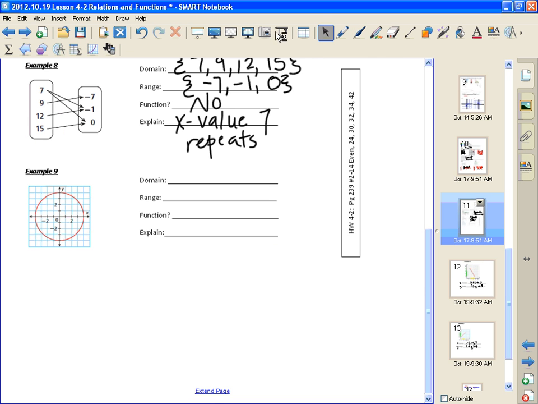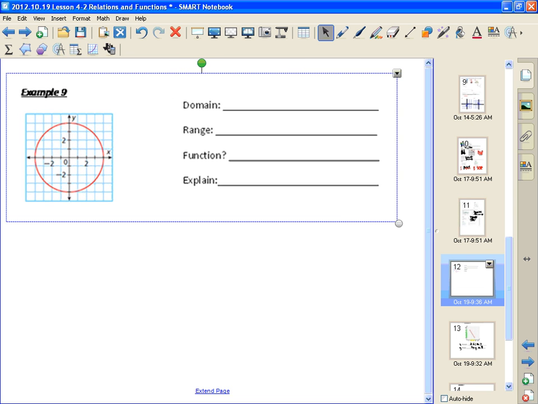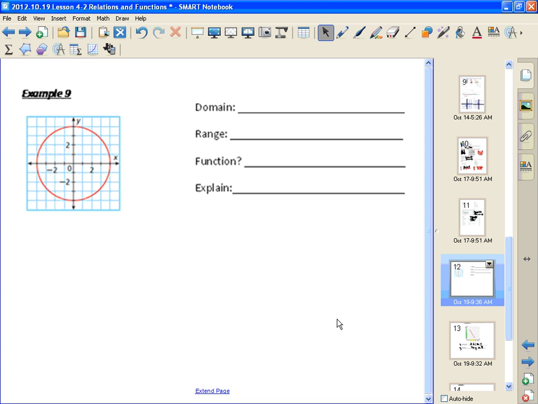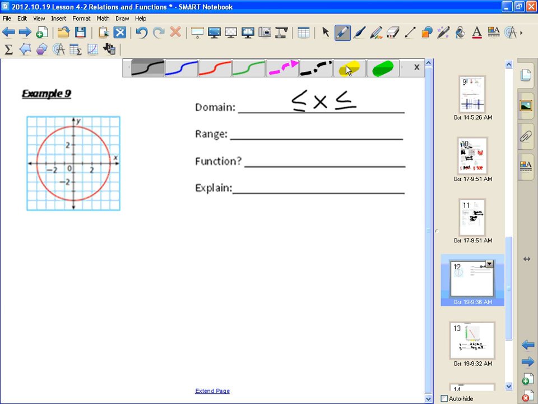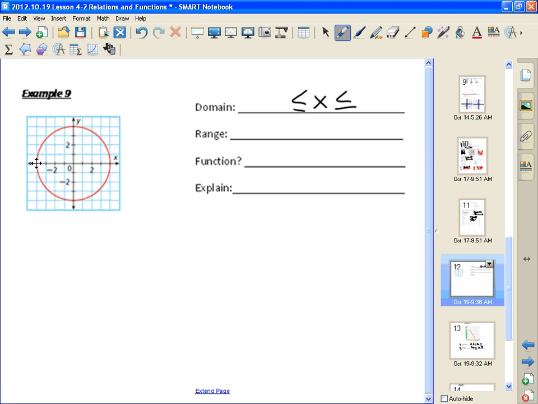Okay, then on example 9, make that a little bigger. This time we're not given specific individual values. We have a graph. So we're going to have to do one of those between statements. And remember, domain is always describing which set of values? The x values. So our x values are going to be between something. To figure that out, I'm going to say my smallest x value is what? -4. My largest x value is 4. So for my domain, I'm going to say the x values are between -4 and +4.